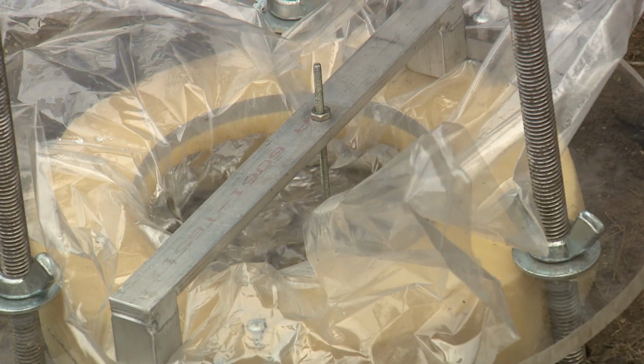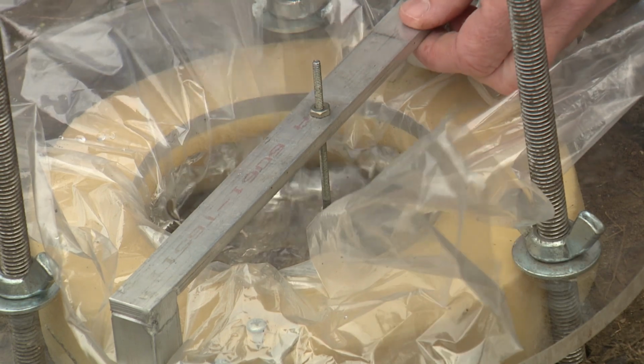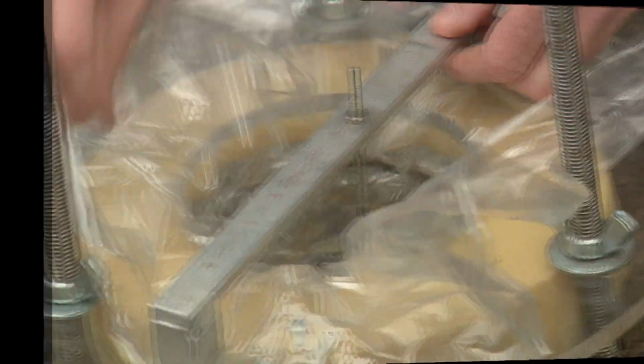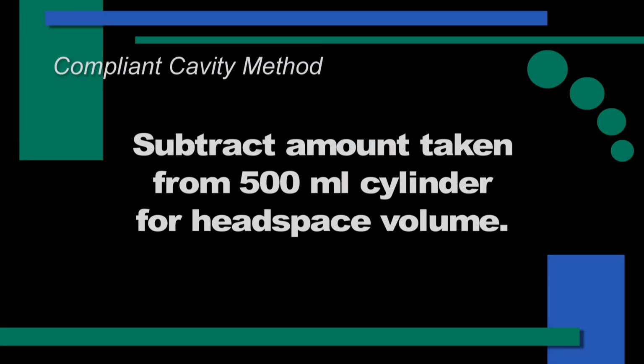And once you've got that water level right to that tip, then you measure the amount of water that's in your graduated cylinder. And you subtract that from the 500, and then you'll have the volume of the water of the headspace. And that's what you need to record on your data sheet and on the bag.